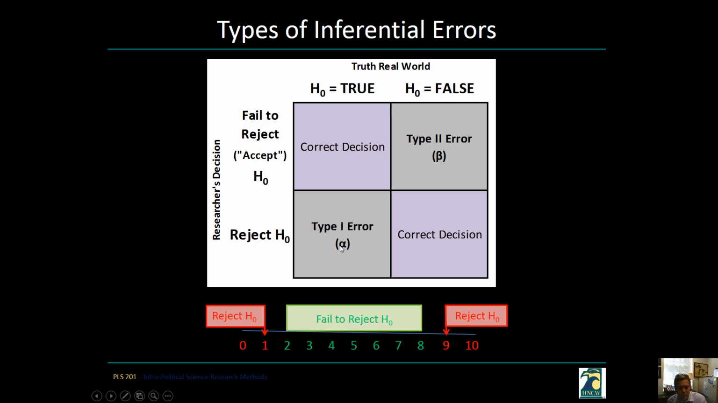All right, so make sure that you write down this figure. And again, put a big circle here around the type 1 error. This is what we're most concerned about. When the researcher rejects the null, essentially concluding that there is support for the alternative hypothesis, but in the real world, it's the null hypothesis that's true. So that's making a type 1 error. All right?